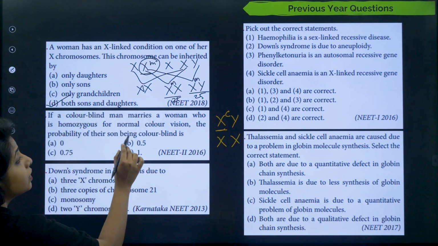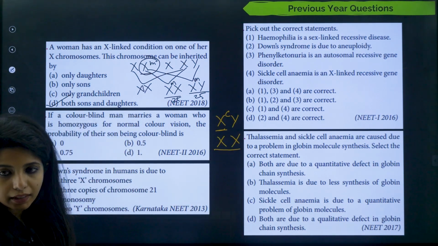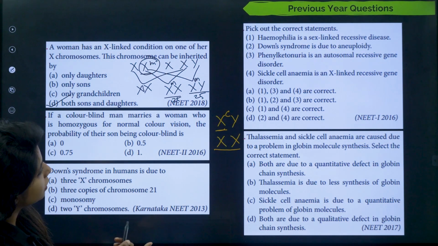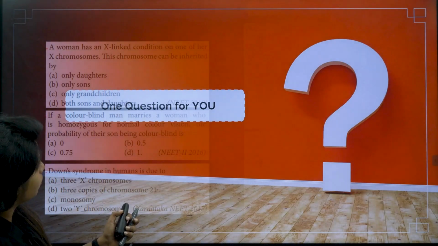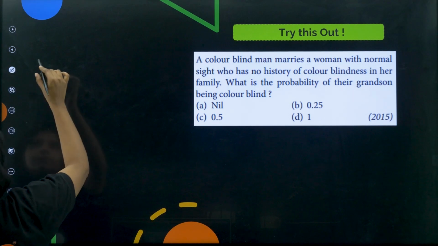The probability of the son being colorblind, you are talking about the son. Now let's solve it. Can we solve it? Shall I solve it here itself? Because if I add a page, you won't be able to see it, but let me try. Okay, I will solve it here.